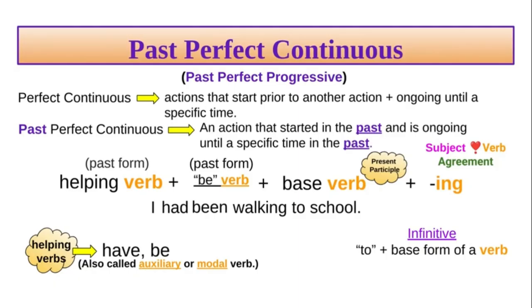Another example using the first person plural, we. The past form of the helping verb have, had. The past form of the helping verb be, been. The base form of the infinitive to talk, with an ing ending. We had been talking for hours.